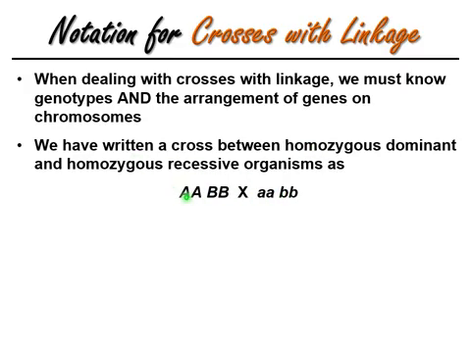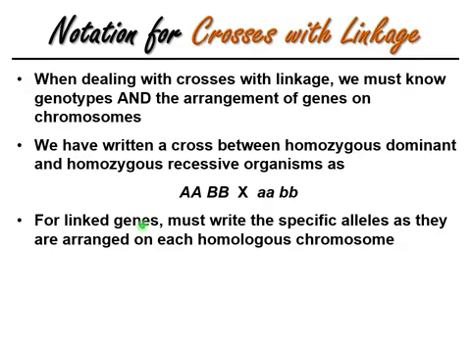Like, for example, the chromosome carrying gene A doesn't have two copies of it. So that means that this must be a chromosome, like let's say chromosome 7. This must be chromosome 7. This is chromosome 7, the other one. So it would be better to write AB, AB, because that would be more indicative of the chromosomes themselves. So for linked genes, we do that. We write the specific alleles as they are arranged on each homologous chromosome.